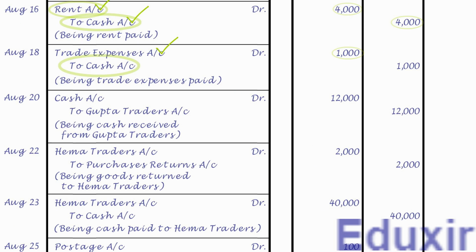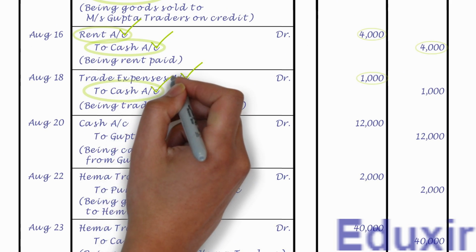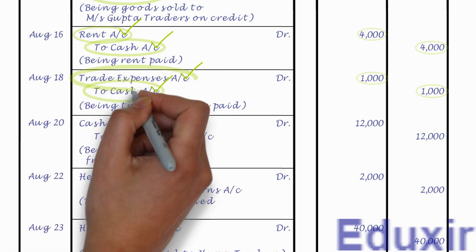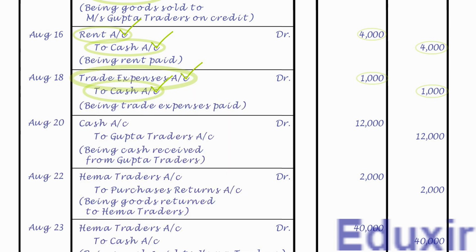As the name suggests, it needs to be posted on the credit side of the cash account and the credit amount is 1000 rupees. Note that the details that need to be posted into the particulars column is trade expenses account. As we already have the cash account, let us now post this entry into that account.